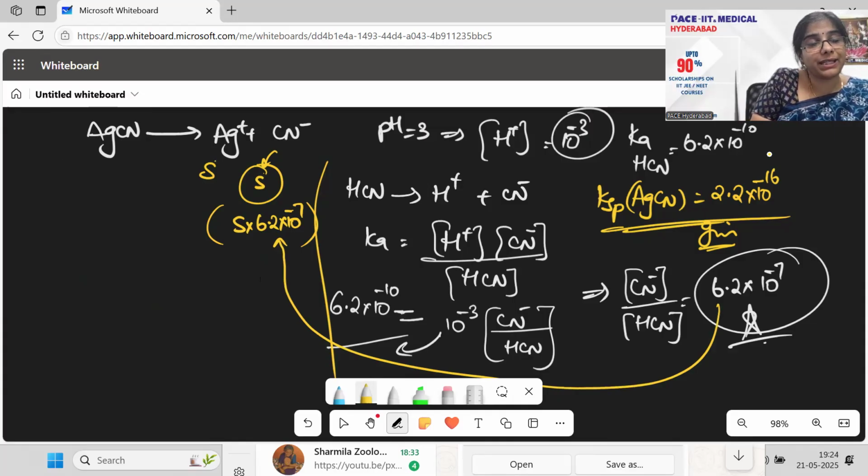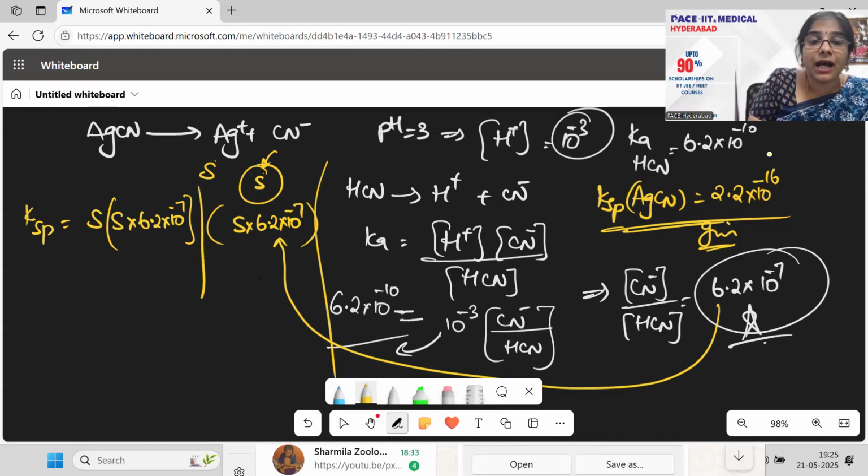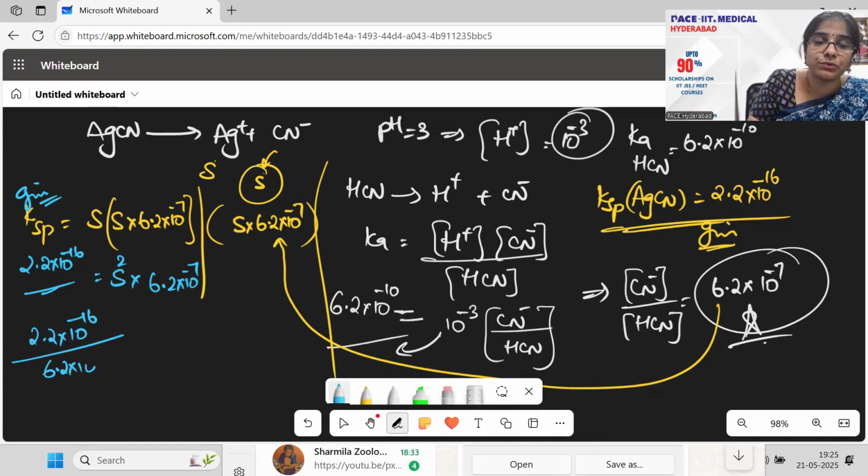AgCN का अब my KSP value, KSP is equal to S multiplied by S into 6.2 into 10 to the power minus 7. Now KSP value is given to me, which is 2.2 into 10 to the power minus 16. This is given to me. And this is equal to S square multiplied by 6.2 into 10 to the power minus 7. So 2.2 into 10 power minus 16 by 6.2 into 10 power minus 7 is my S square.